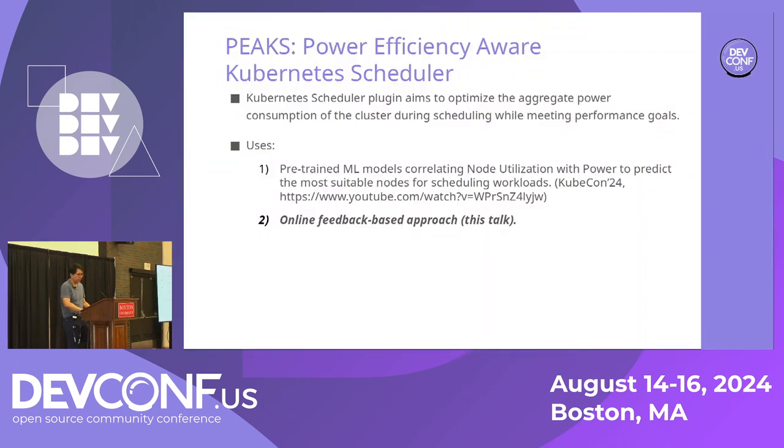Like I mentioned, Peaks has multiple different components. Currently we have a pre-trained ML component where they run various benchmarks on your existing cluster and build a profile of the nodes. Then they train a model to make predictions about where you should place your job. That's the pre-trained part of Peaks. This talk is focused on another perspective where we're trying to build an online feedback-based approach where, as your application is running, can we dynamically tune the pod placements to improve its performance and also lower power?